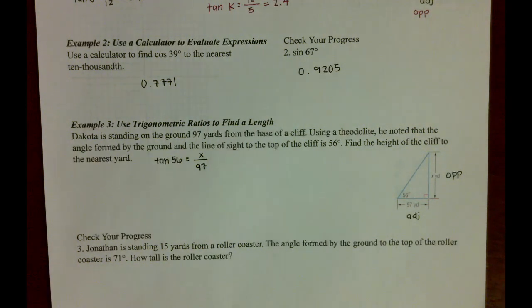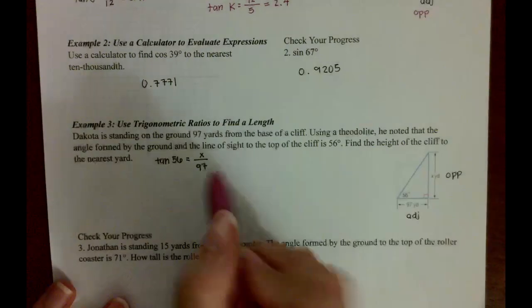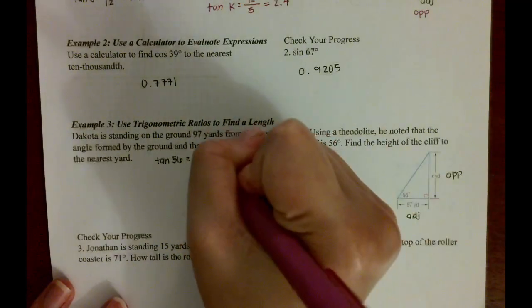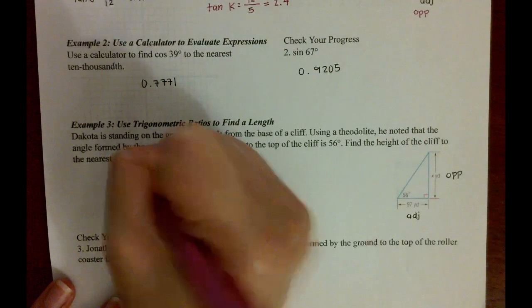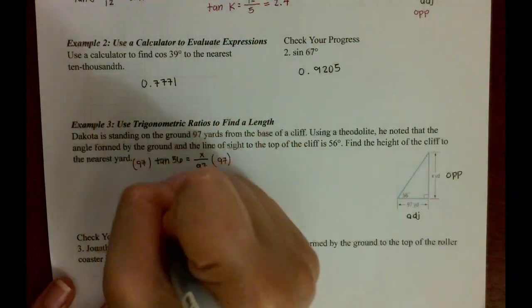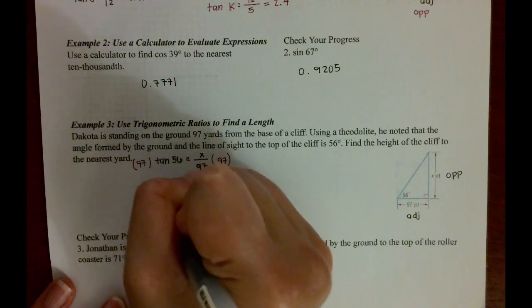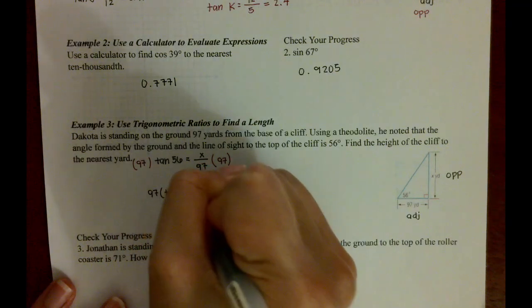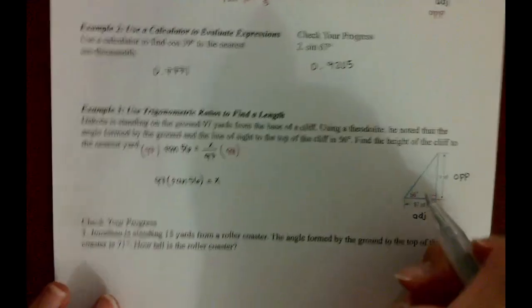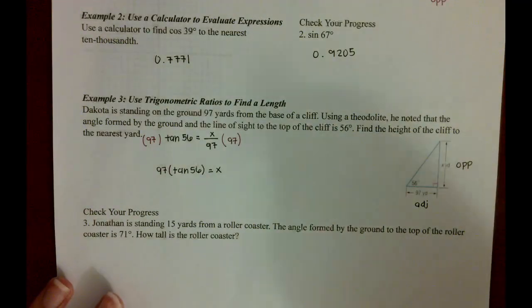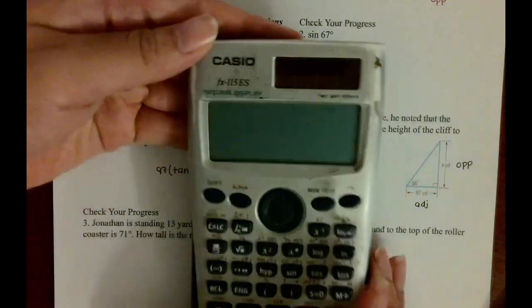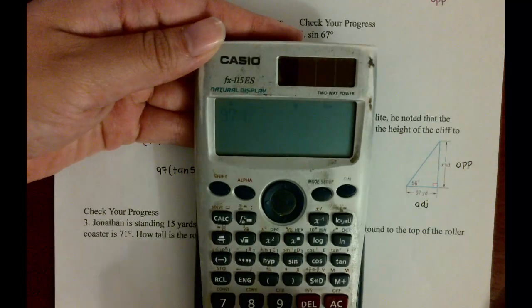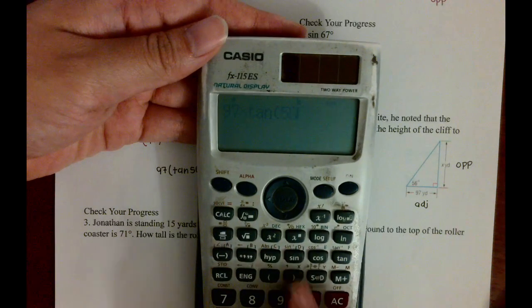Okay, so now I need to solve for x. Since this is x divided by 97, I'm going to multiply by 97. So that means 97 times tangent 56 equals x. How we write things is important because that's going to affect how we type it into the calculator. So here I'm going to do in my calculator 97 times tangent of 56.